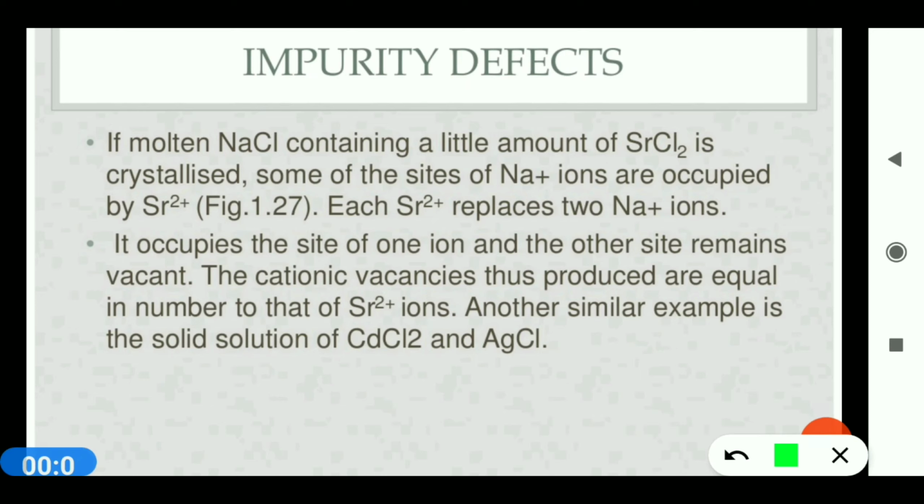Here you can see the impurity of strontium in sodium chloride. If molten NaCl containing a little amount of strontium chloride is crystallized, some of the sites of Na+ ions are occupied by the Sr2+. So there is no relation between the Na+ and strontium, but in the crystal of NaCl, strontium will come in place of the cation.